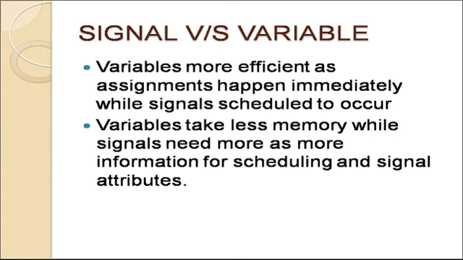For assigning values to a variable we use a variable assignment statement, whereas for assigning values to a signal we use a signal assignment statement. And at a time a variable can store a single value. Quite obviously, it will take less memory.